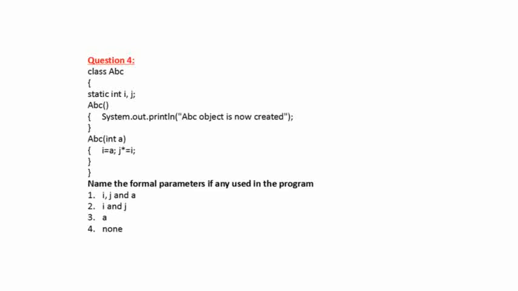This is question number 4. The code remains the same. It is asking, name the formal parameters if any used in the program. So all of you know the answer. It is in the parameterized constructor, int a. A is actually the formal parameter.